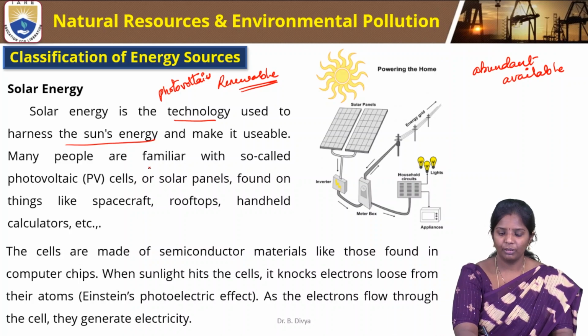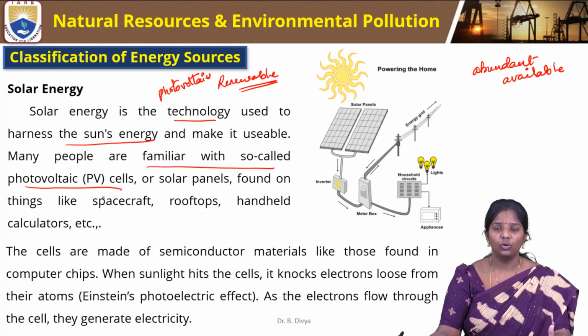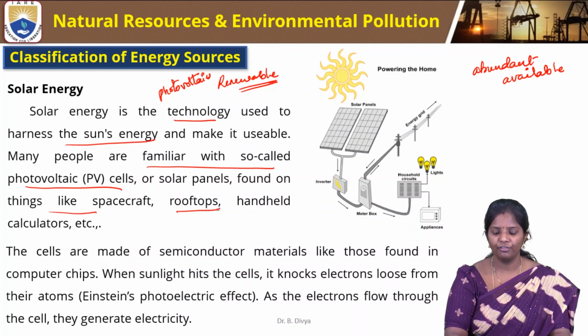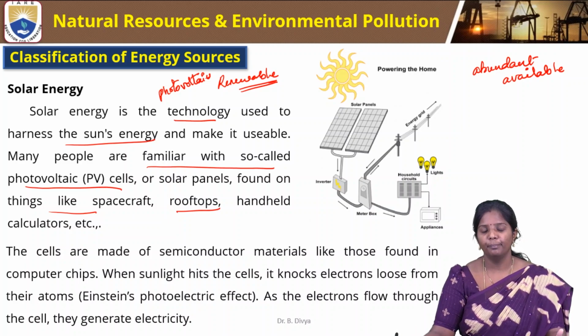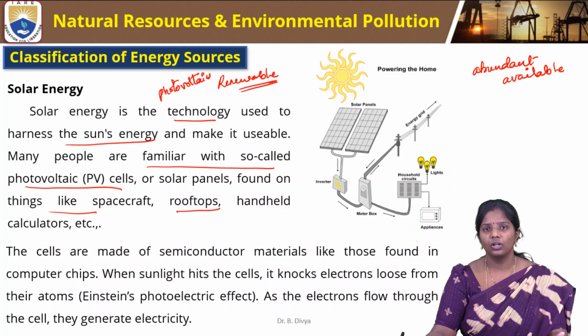Many people are familiar with so-called photovoltaic cells or solar panels. They are found in many places like spacecraft, rooftops, handheld calculators, etc. For example, we have sent many rockets with satellites to the moon and Mars. These are operated by solar panels. During the mission, the solar panels are used so that they utilize the sun's energy and use this electricity for operating purposes.